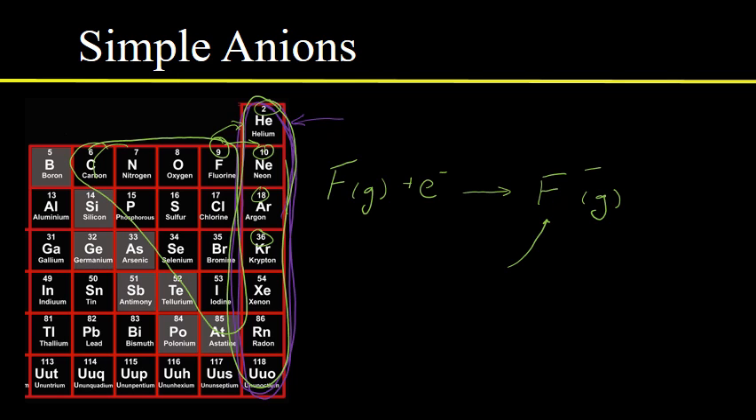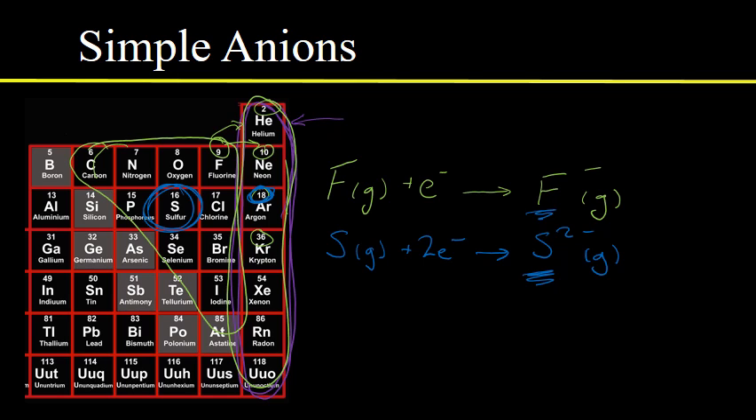And likewise, if we take sulfur, for example, right? Sulfur is atomic number 16, which means it has 16 protons. If it acquires 2 additional electrons, then it'll have 18, which is the same number as argon. Okay. So sulfur tends to gain 2 electrons to form a -2 ion.